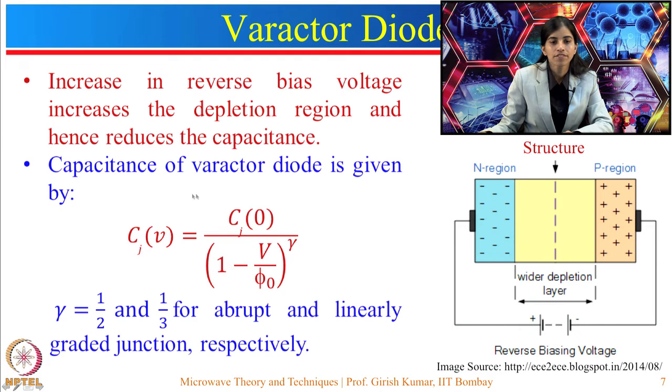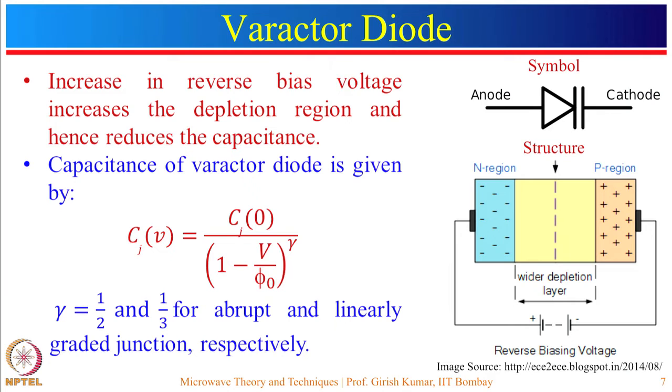Now the capacitance of the Varactor diode is given by this expression. Here V is the reverse bias voltage, phi naught is the built-in potential and gamma depends on the doping profile. So gamma is equal to 1 by 2 or 1 by 3 for an abrupt or a linearly graded junction. Here Cj0 is the capacitance corresponding to zero bias condition and it will be maximum. Now this particular diode is represented by this particular symbol. Here you can see this is similar to the PN junction and in series one capacitor is added. So this represents the symbol of the Varactor diode.